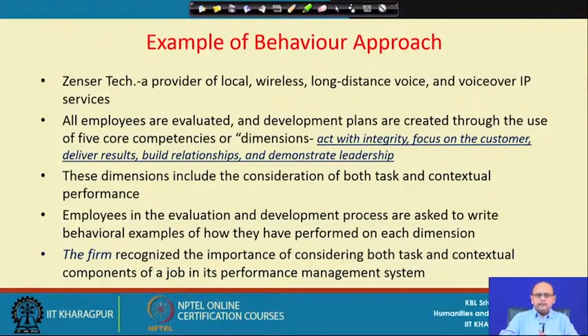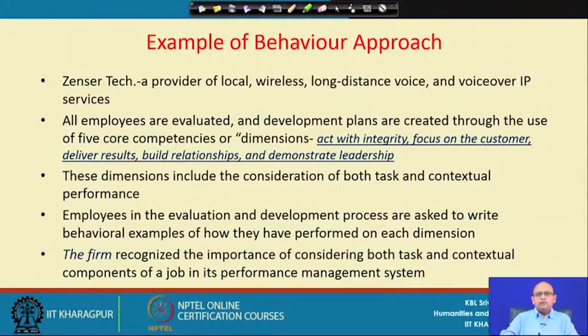So, what I mean to say is that you need to consider both the task and the contextual performance, right. So, either in the evaluation or in the development process, you are going to write behavioral examples of how they are performing the job. Are they acting with integrity? Are they focusing on the customers very well or not? Whether they have been able to close the deals or not? Whether they have developed good relationships with the stakeholders including customers? Have they shown leadership capability? Because that is what will make a difference in the entire performance, right.